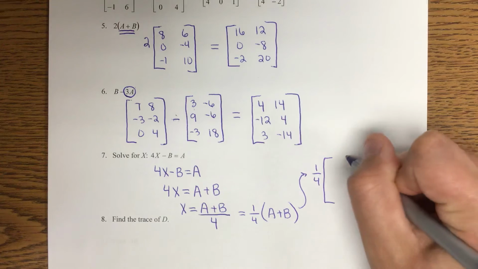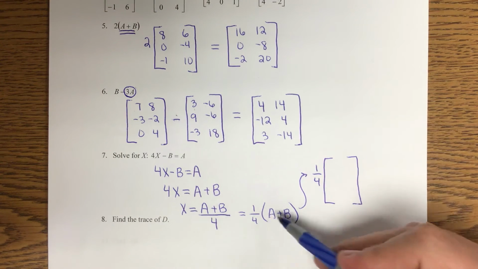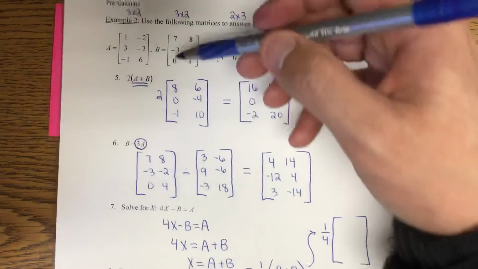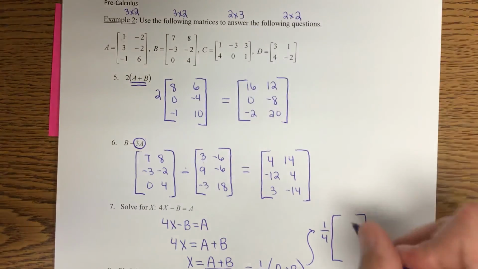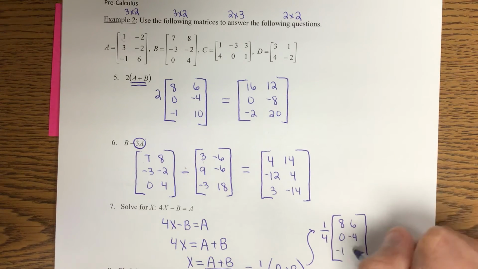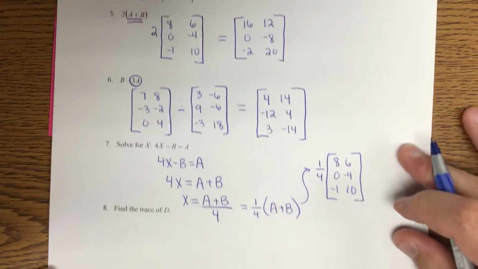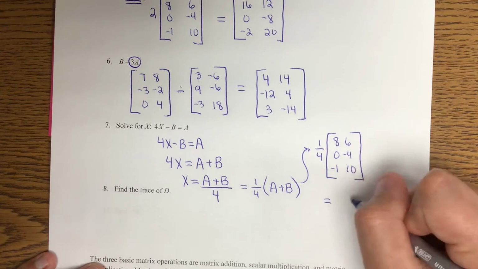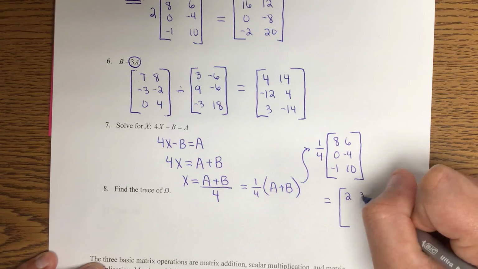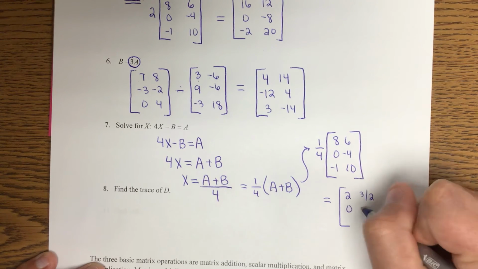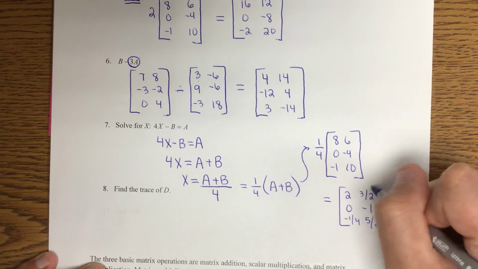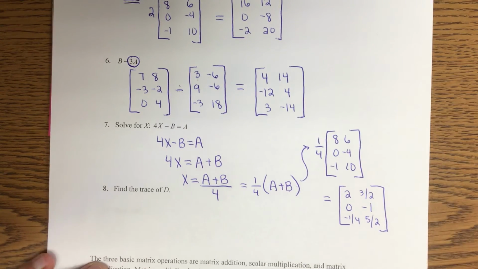So you have to confirm whether you can actually add A and B together first. If you couldn't, then the problem is just not possible. But we actually already added A and B together earlier, so I'll just copy my work from before. And then I'll just multiply everything by 1/4. So 8 times a fourth, 6 times a fourth, and so on, and so on. And there would be my result right there.